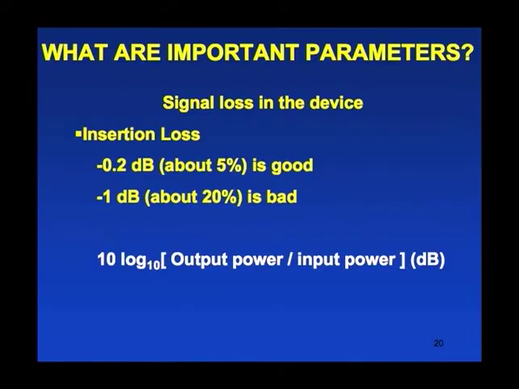Another parameter we measure, as I said, is insertion loss. We lose about 0.2 dB sometimes. That's about 5% of the signal inside the unit due to things like electrical losses in the circuit and losses in the ferrite. If you get as much as minus 1 dB, which is about 20% loss, that is not very good. And the formula here is simply the output power over the input power, and you take the logarithm.